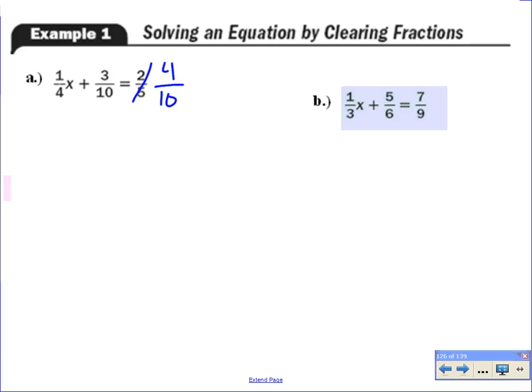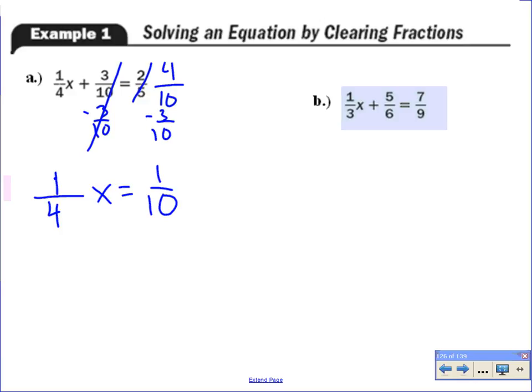Okay, after you find a common denominator, we need to move 3/10 to the other side. You're going to do that by subtracting, so minus 3/10, minus 3/10. We're left with a positive 1/4. I know it looks like there's a little break in there. Positive 1/4 is equal to 1/10.